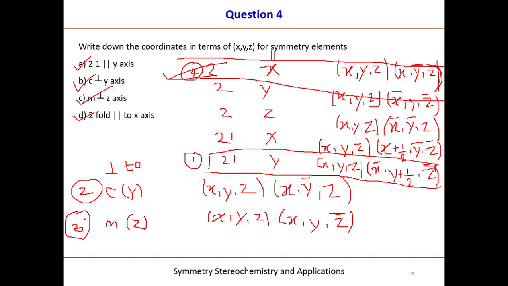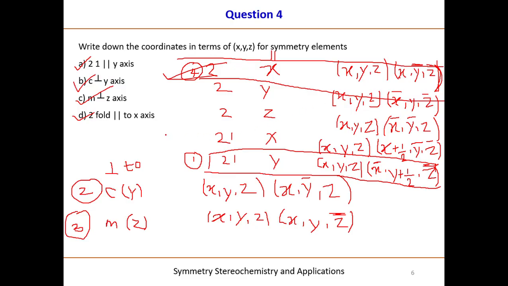And for the third one, it is given here M is perpendicular to z axis. That is a mirror plane perpendicular to z axis. We will write it in terms of x, y, z coordinates: x, y, z bar. So this is the answer for the third one. And the fourth one is given here: two-fold axis parallel to x axis. It will be written as x, comma, y bar, comma, z bar. That means y and z are going to change and x will remain as it is.